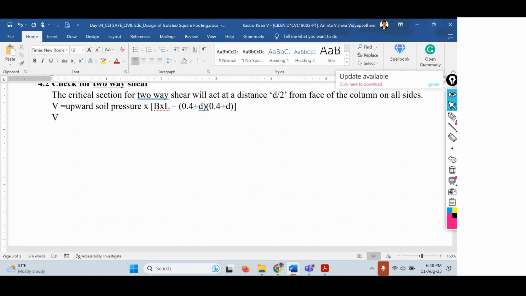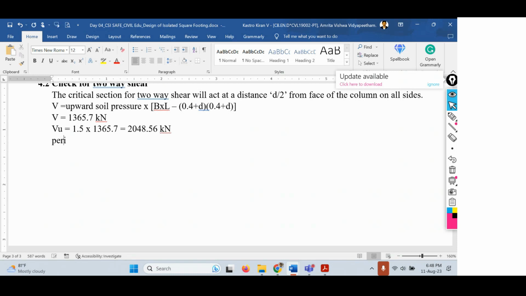Upward soil pressure is 196, width of the footing is 2.8, and length of the footing is 2.8, and the D value is 542 mm, that is 0.542. Once you solve this one, you're going to get 1365.7 kilonewtons. But we have to look for the factored shear force, Vu equals 1.5 times 1365.7, which equals 2048.56 kilonewtons. So this is the factored shear force.